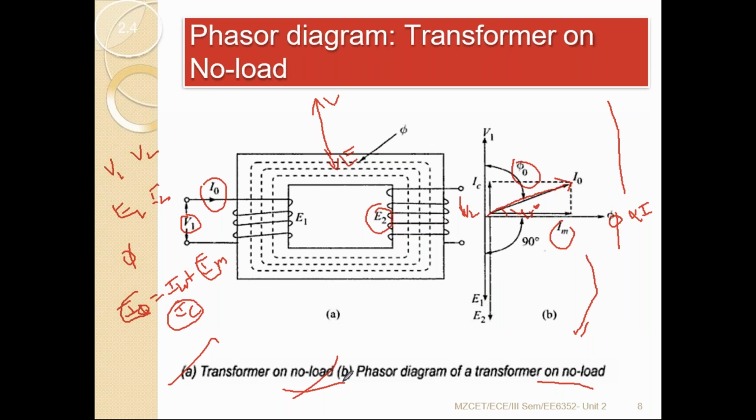This is the case 1. Now we'll see case 2, that is when the transformer is connected to the load condition. Okay, so here this is the circuit diagram for the transformer on no load condition, and this is the phasor diagram for the transformer on no load condition. Okay, so this is the representation for no load condition. Now we'll see case 2, when the transformer is on load condition, when the transformer is connected to the load.